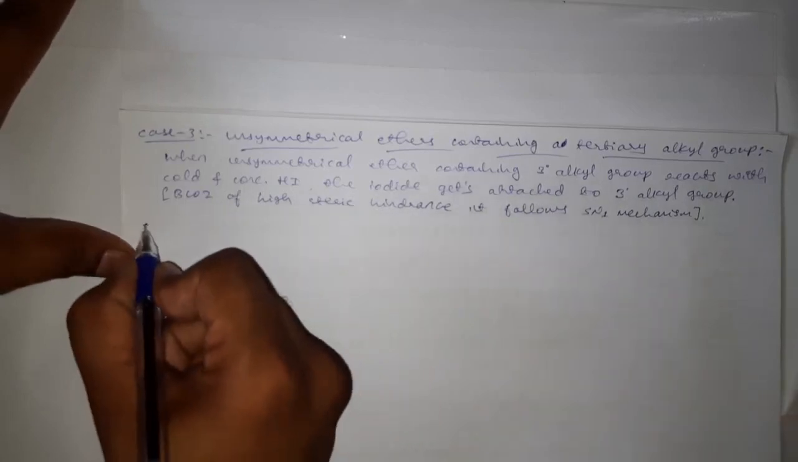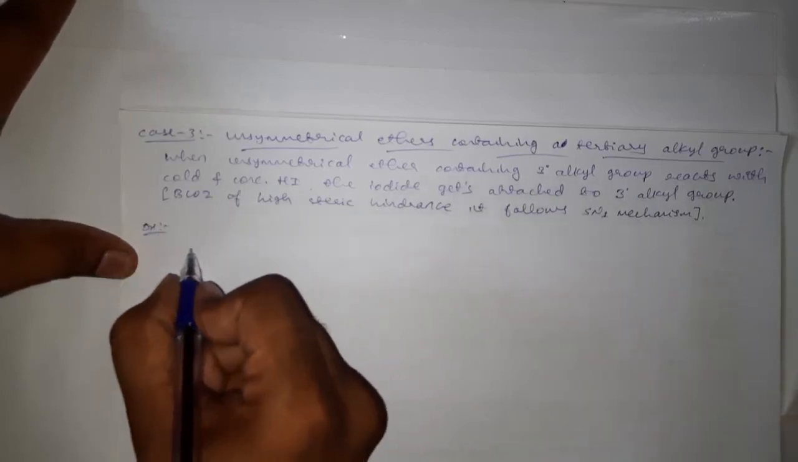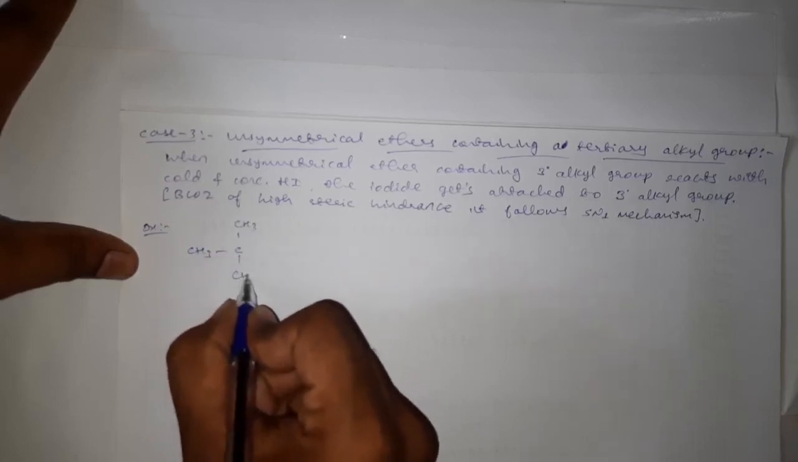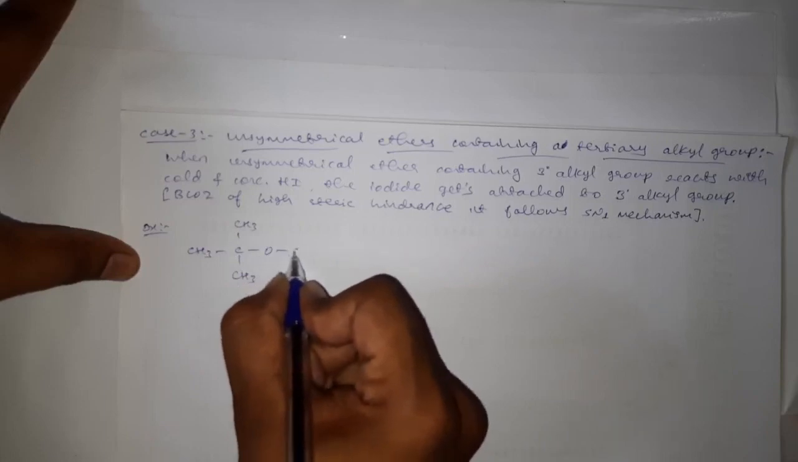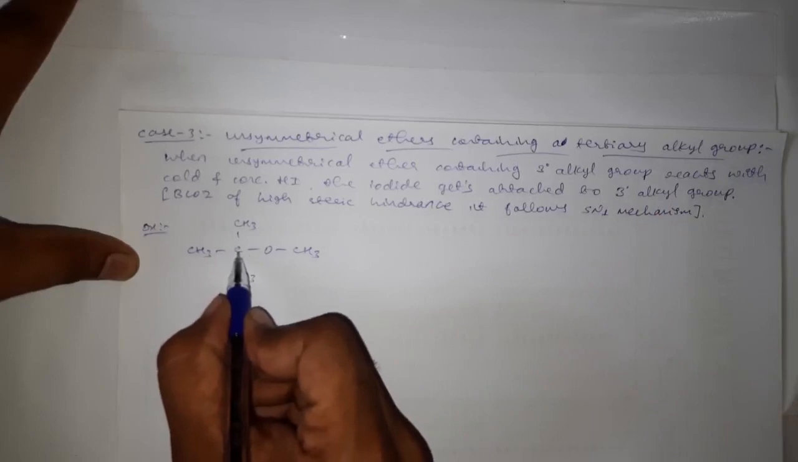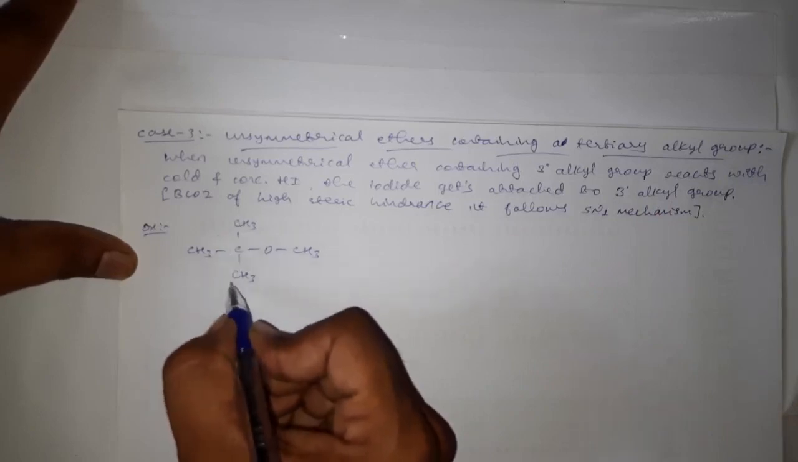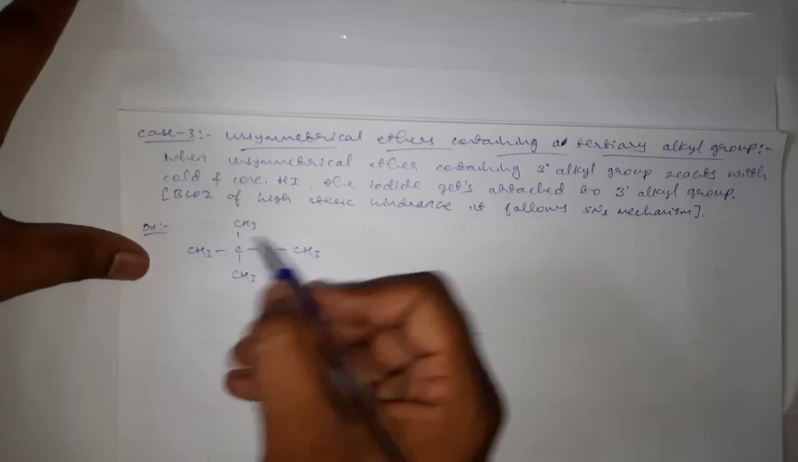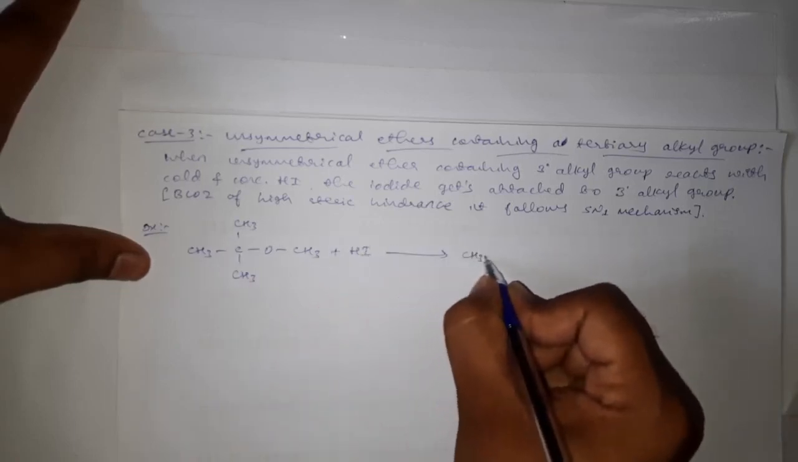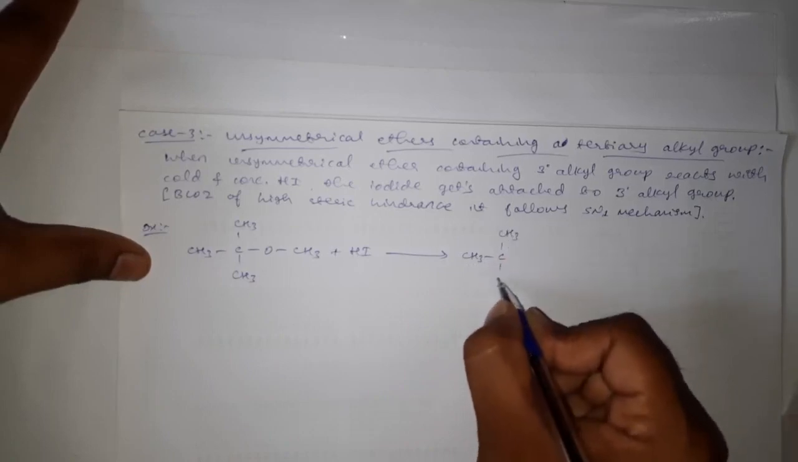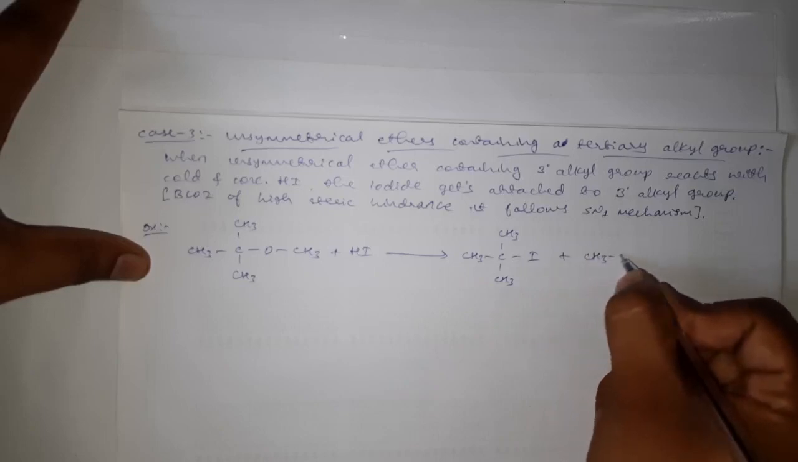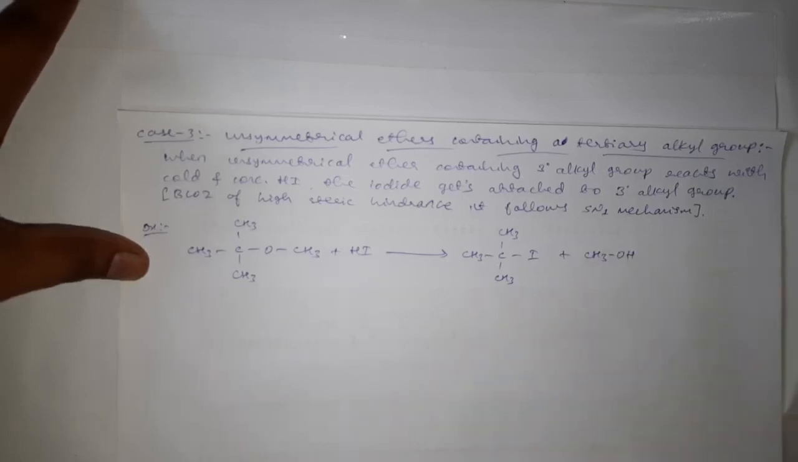Okay, see, here I am taking an example of an unsymmetrical ether where it is containing a tertiary alkyl group. This is a tertiary carbon because it is connecting to 3 other carbon atoms, and this group will now be attached with iodide plus CH3OH. Correct?